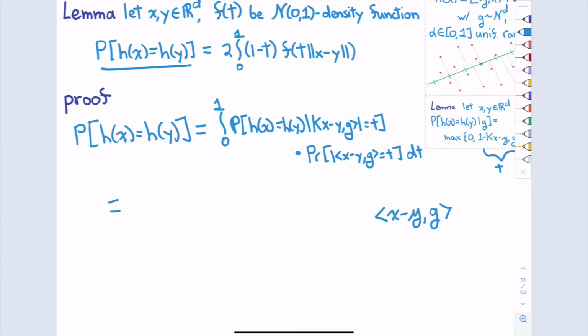So x and y are fixed and g is a random Gaussian. What is x minus yg? You guys remember? That's true. But this is going to be distributed as something nice with a nice name and nice parameters.